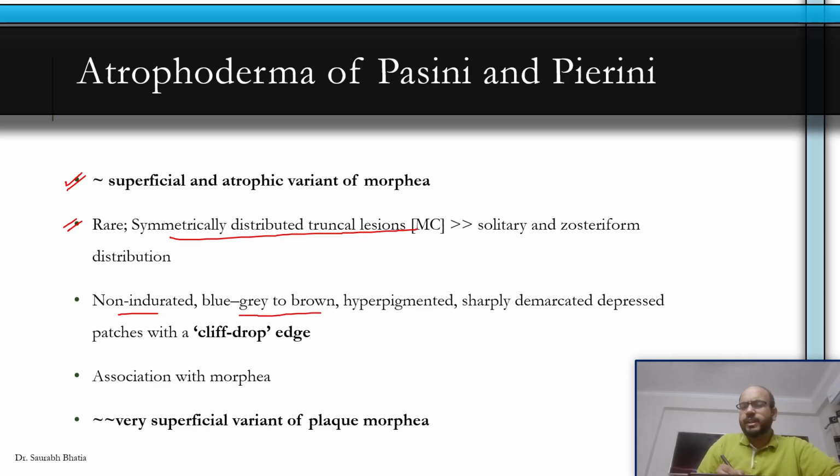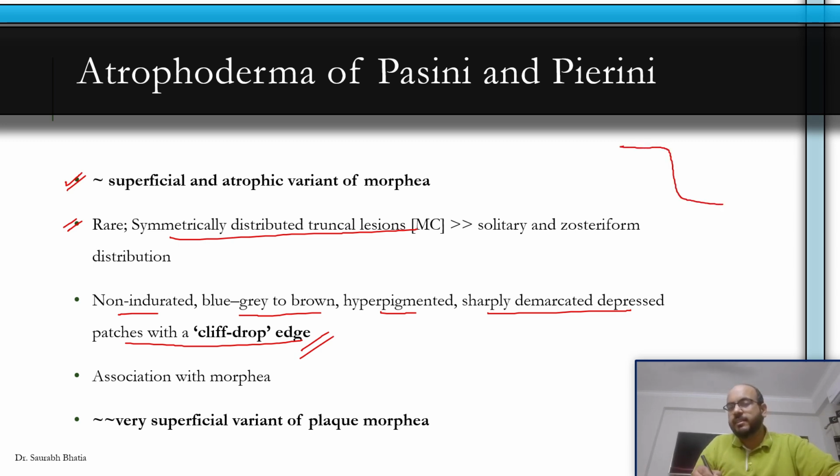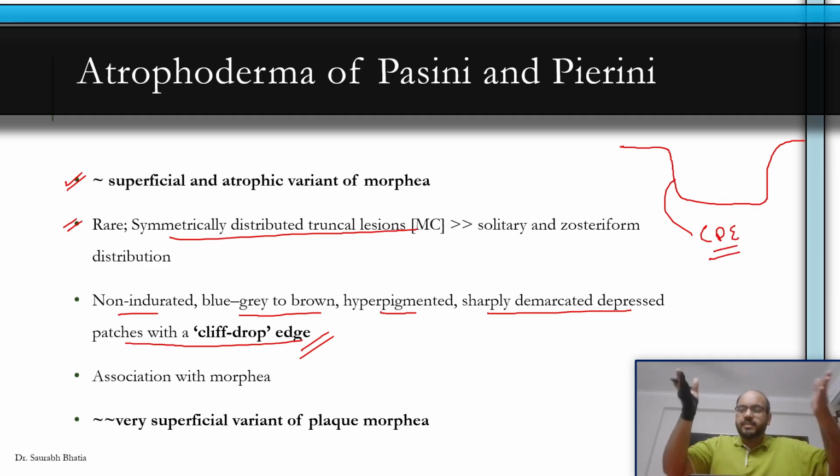The color is blue-gray to brown, hyperpigmented, sharply demarcated, depressed patches with a cliff drop edge. And that is a very important finding, the cliff drop edge. So it looks like this, like a cliff. Okay, so this is the cliff drop edge. Clear. So there is a sudden drop at the periphery of the lesion, and you see the depression or loss of tissue more superficial as compared to other forms of morphea, and that is what you see in Atrophoderma of Pasini and Pierini.